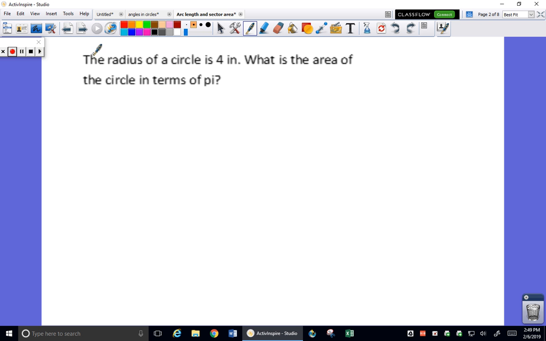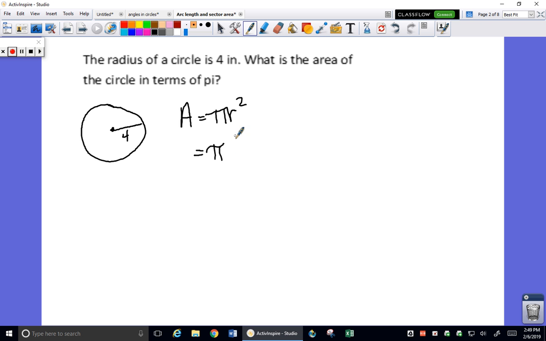Okay, next we have given a radius. What is the area in terms of pi? So here we have a radius of 4. Great looking circle. And we want an area, which is the formula pi times radius squared.